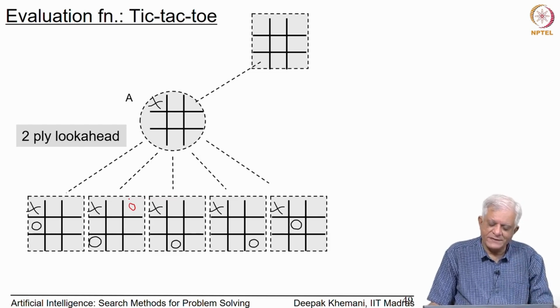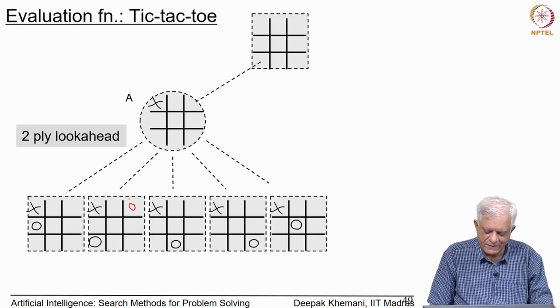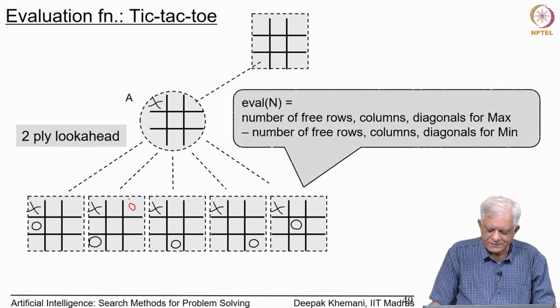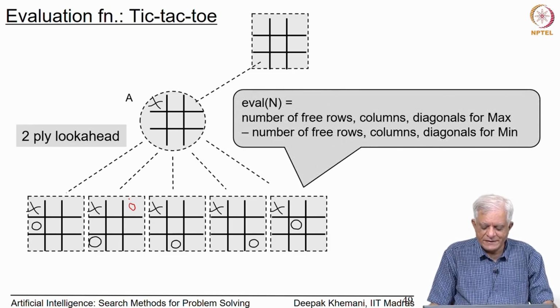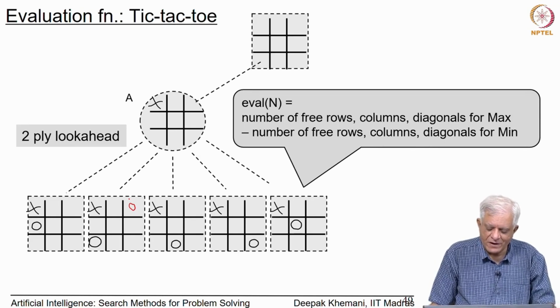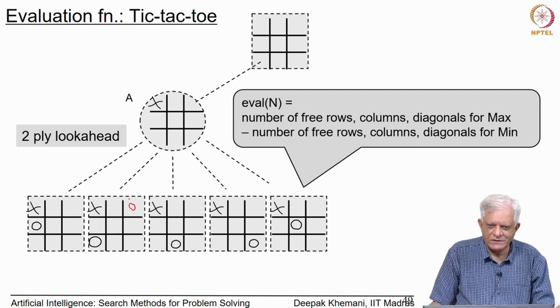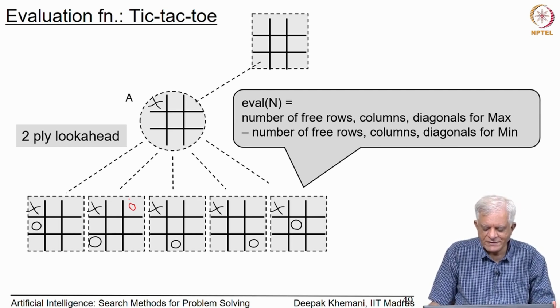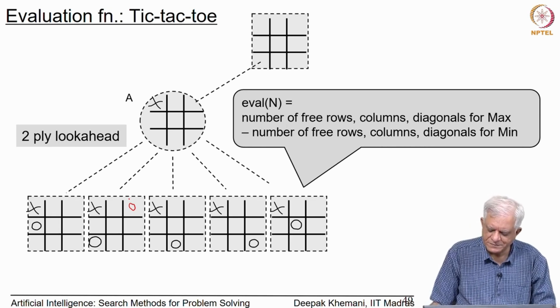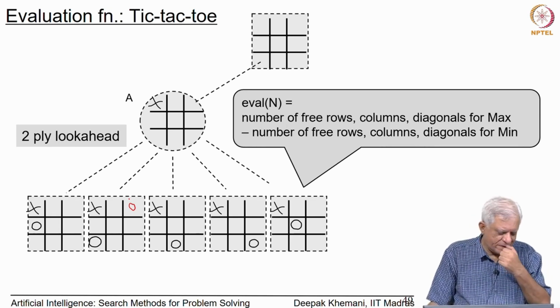Since max is doing a 2 ply look ahead, at this stage max applies an evaluation function. Let the evaluation function be as follows: it counts the number of free rows, columns or diagonals which are available for max, and from that you subtract the number of free rows, columns and diagonals available for min. Remember that the game of noughts and crosses is won when someone gets 3 in a row, 3 in a column or 3 in a diagonal. So, we are just trying to see how much possibility there is for each of these 2 players.